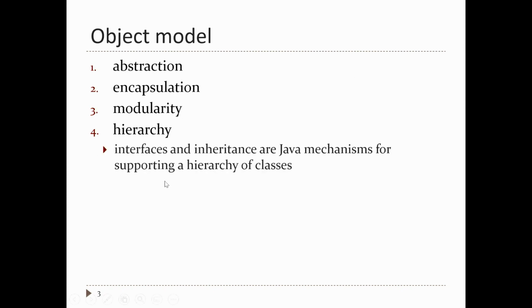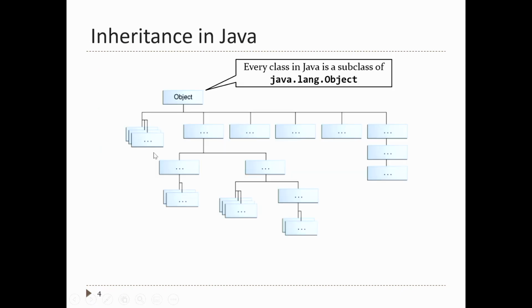Inheritance and interfaces are the two Java mechanisms that support creating what are called hierarchies of classes. So this is the fourth part of our object model. And here's a picture. This is not a UML diagram. This is just a sketch of what inheritance sort of looks like in Java.